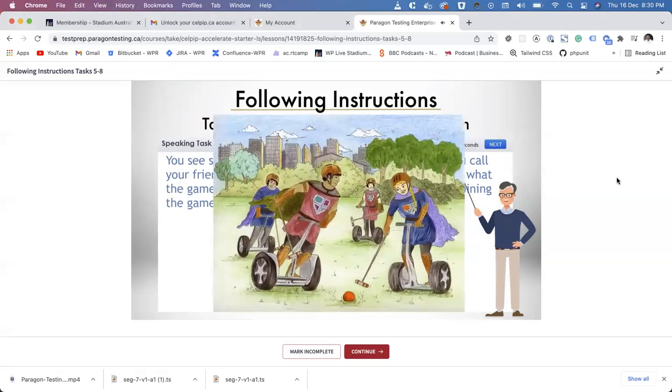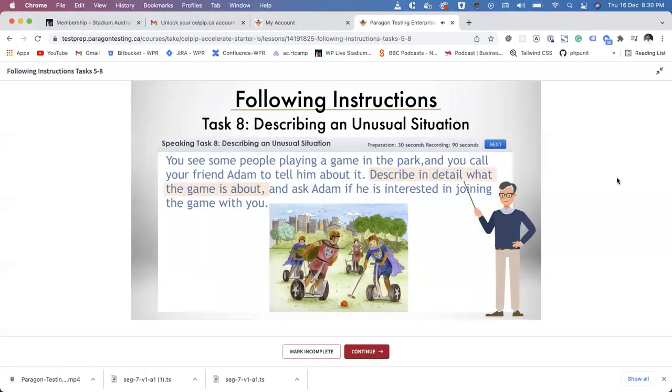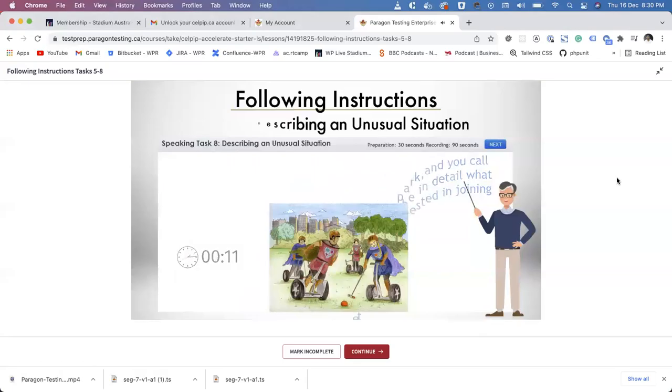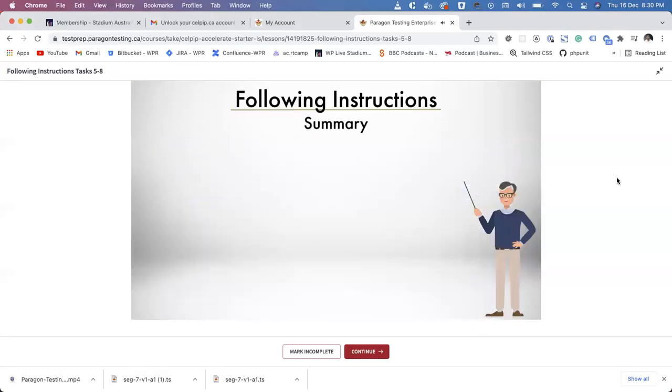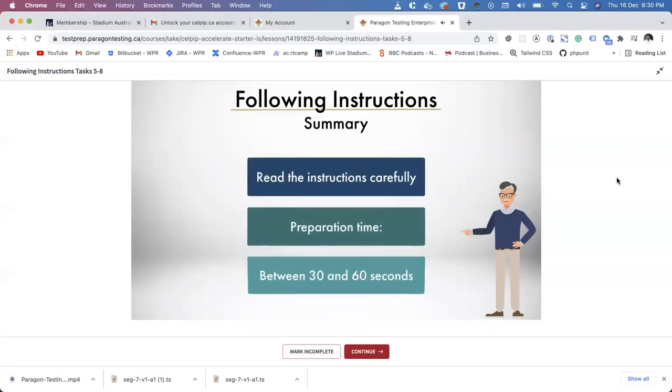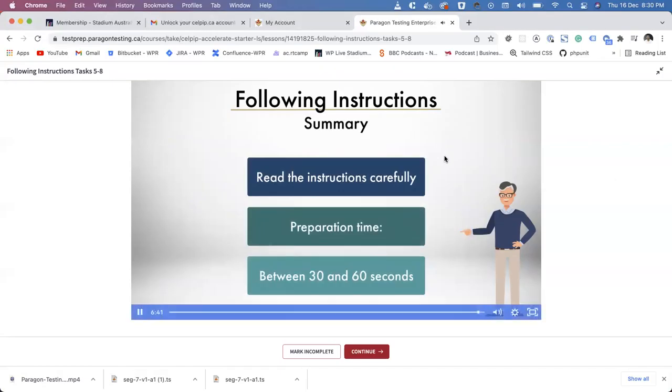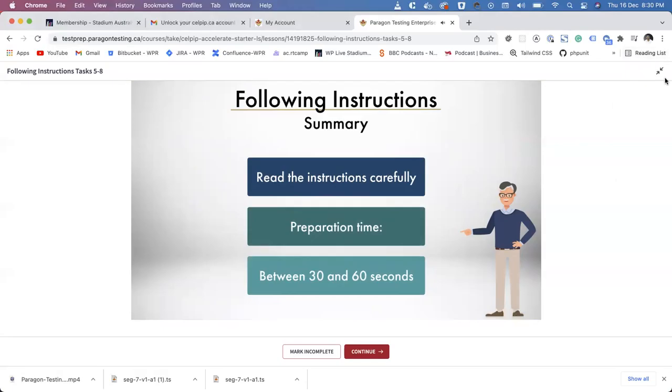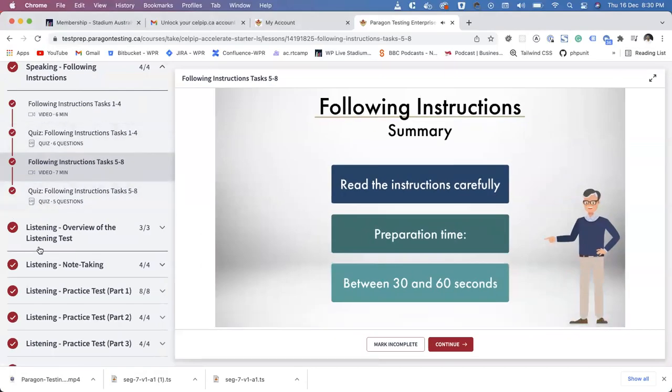In this case, you have to describe this strange game, but you also have to ask Adam if he is interested in joining in. Again, if you get a question like this that asks you to do more than one thing, make sure you leave yourself enough time to complete all that you're asked to do. So the main point here is, as you go through the speaking test, take the time to read the instructions carefully. You will have between 30 and 60 seconds to prepare your response for each task. Use that time to consider exactly what you are being asked to do and plan how you will do it.